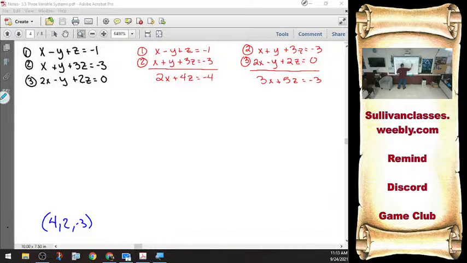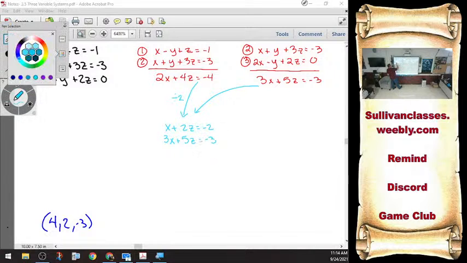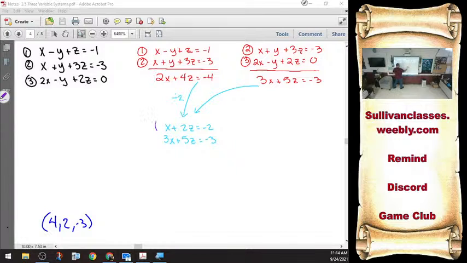Now that I'm here, y'all cool if I along the way divide this by 2? X plus 2z is negative 2. 3x plus 5z is negative 3. Now, I can take this feller times a negative 3.